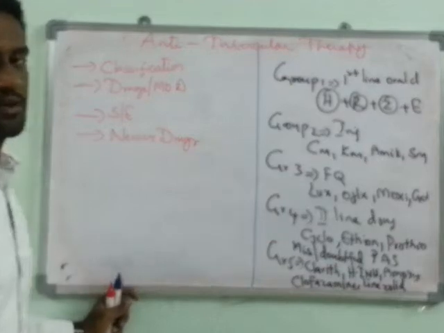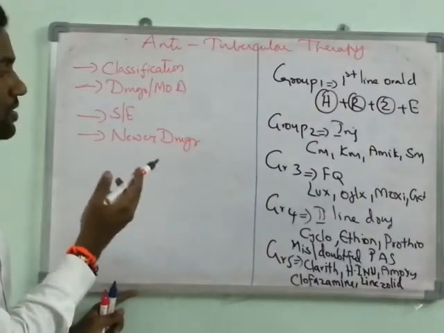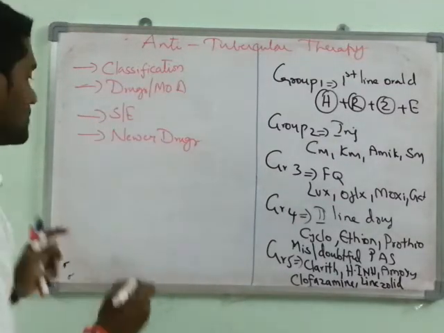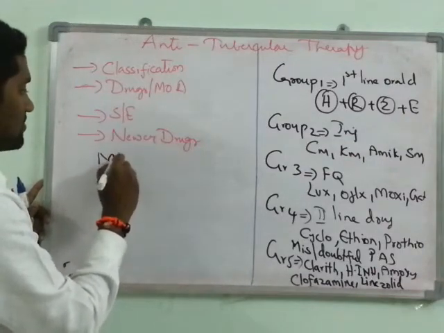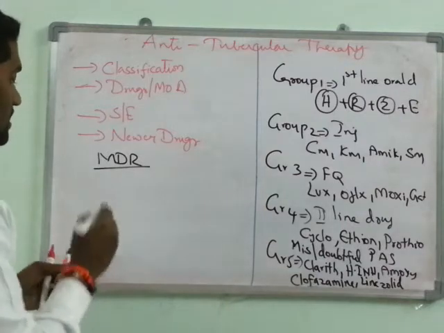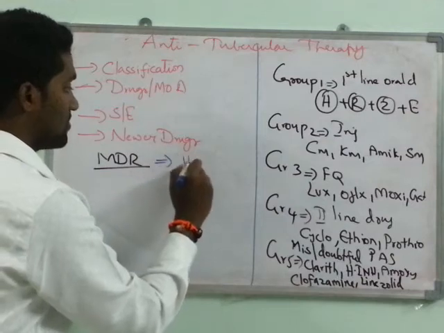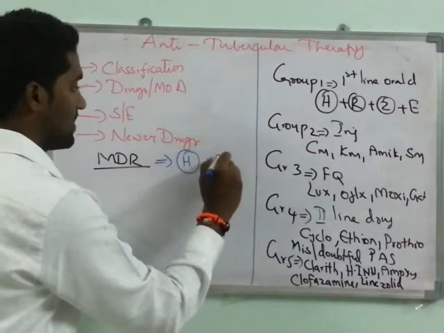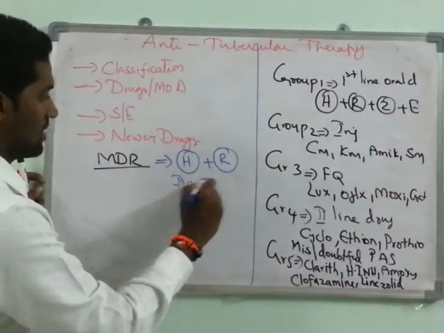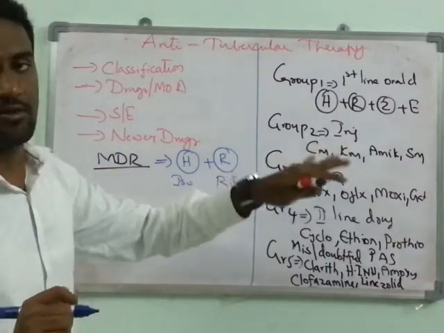As of now, anti-tubercular therapy is divided into 5 groups. Why are we dividing this into groups? Because of the emergence of MDR tuberculosis. Now let us see what is MDR tuberculosis. MDR tuberculosis is multi-drug resistant tuberculosis. The bacilli should be resistant to H and R. If it is resistant to Isoniazid and Rifampicin, it can be termed as MDR, with or without resistance to other drugs.